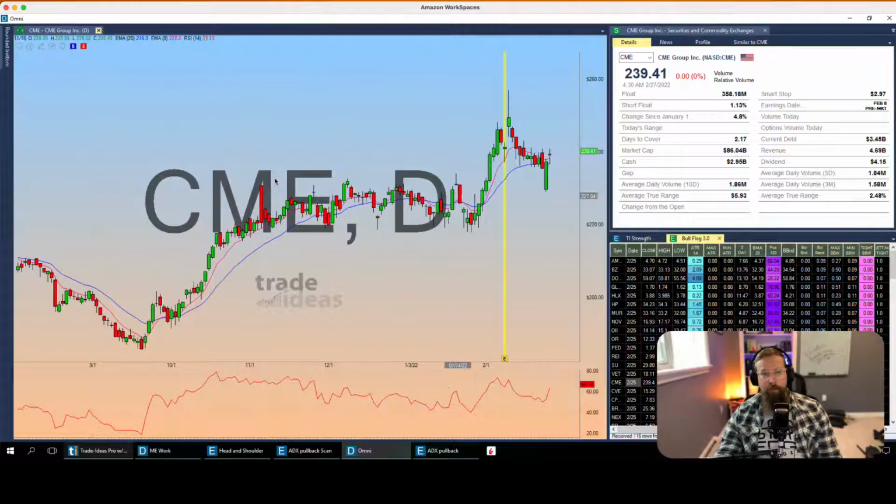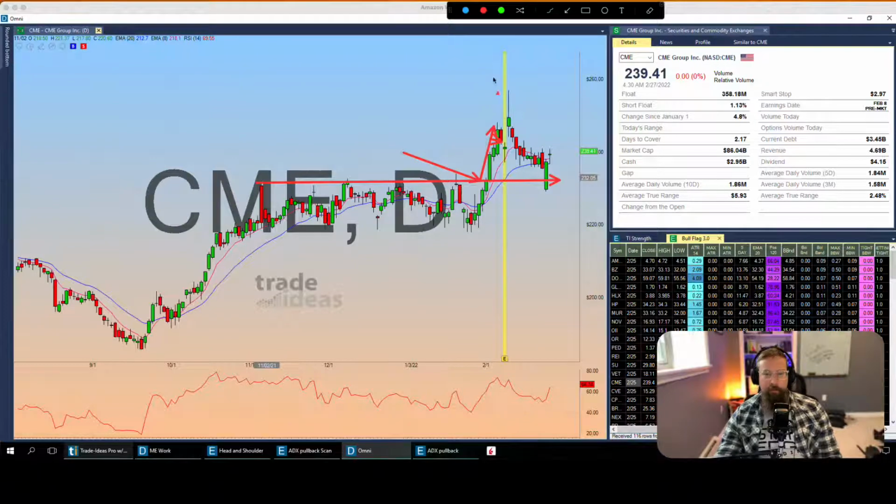CME is interesting. We were actually involved in CME as it broke out here. Had a nice little trade out of it, but had to get out because it had earnings. This yellow line on Trade Ideas is the most recent earnings date. And I just have a philosophy, unless I'm up really big on a name, I just don't hold through earnings. So then it kind of sold off a bit. It tested that breakout point right here, and it recovered, and now it's holding here.